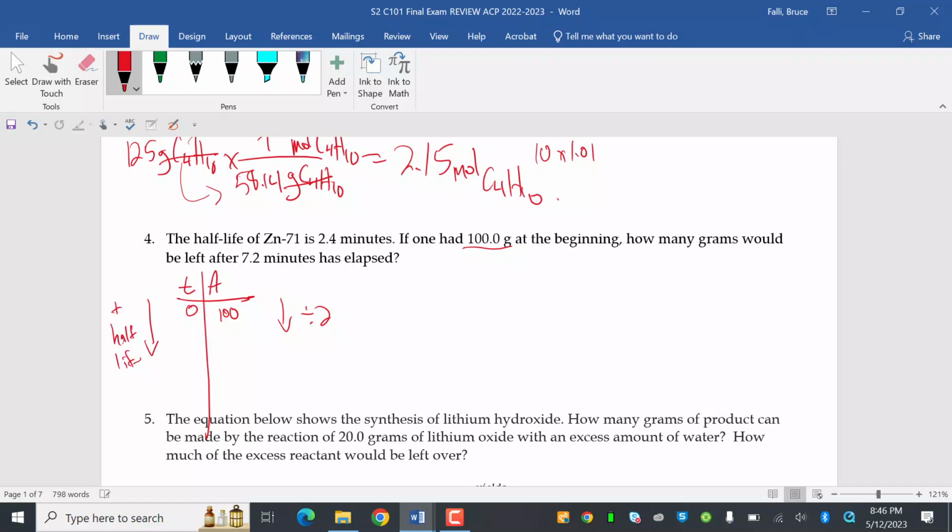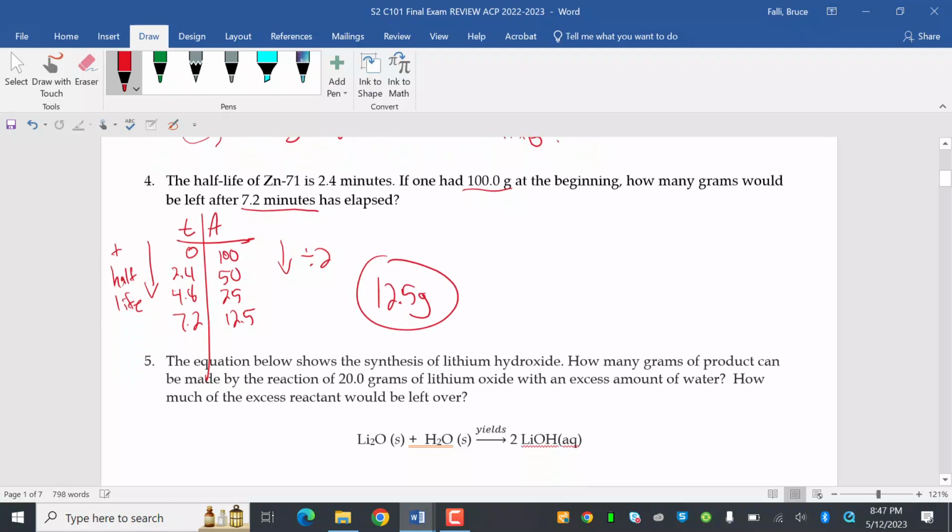So the half-life is 2.4 minutes, so 2.4 will get me to 50. It says how much will be left after 7.2 minutes has elapsed. So 2.4 plus 2.4 is 4.8, and then 7.2. 50, 25, 12.5. The answer is 12.5 grams.